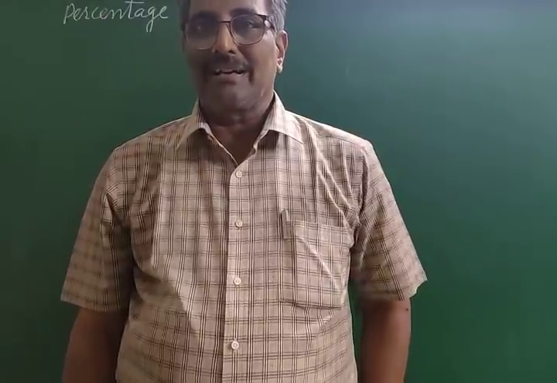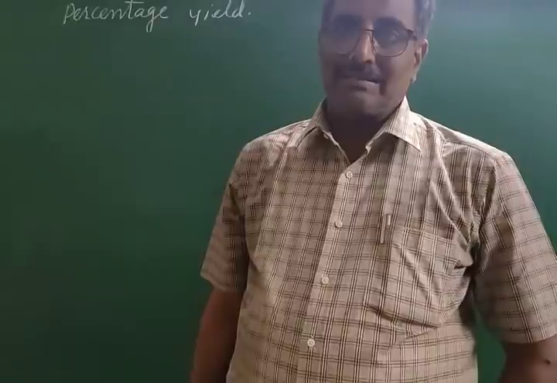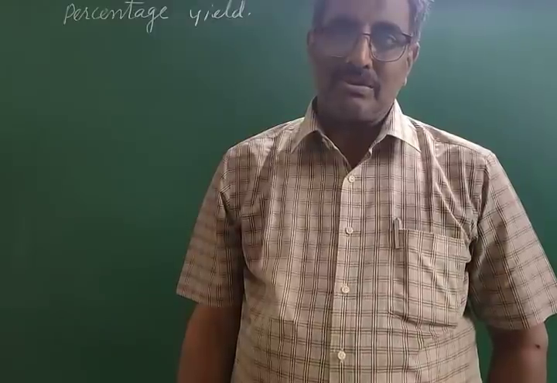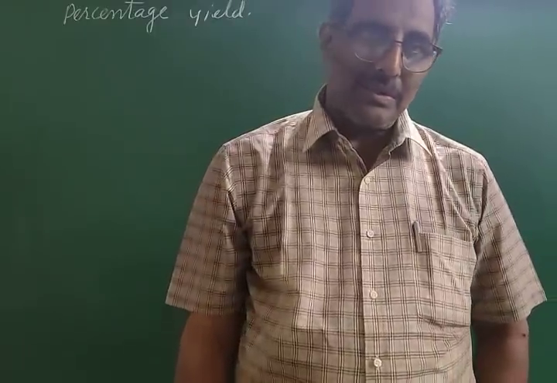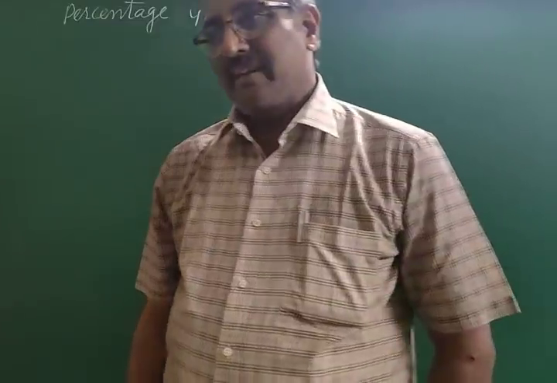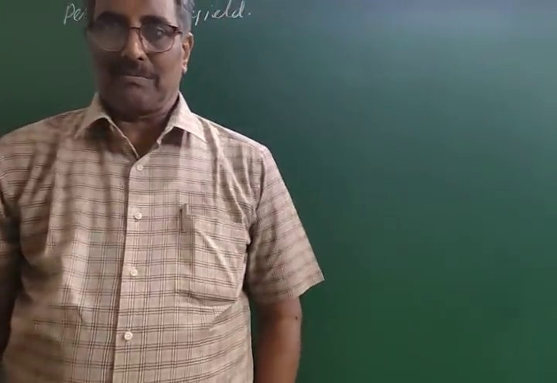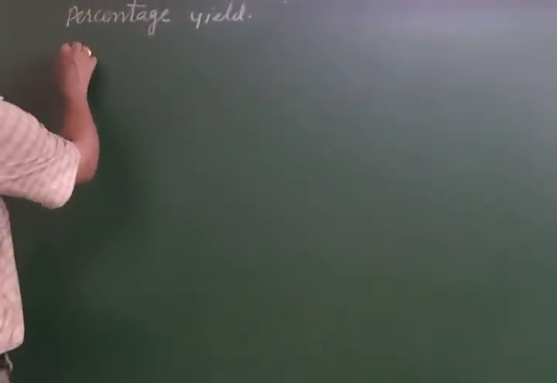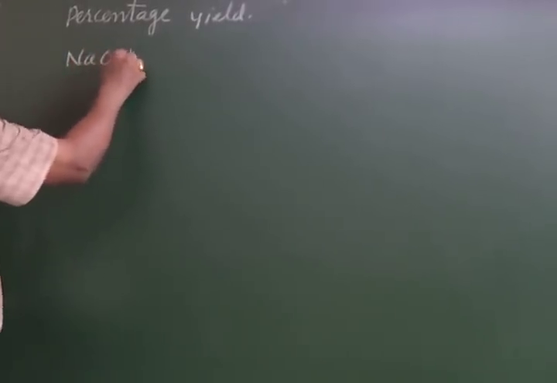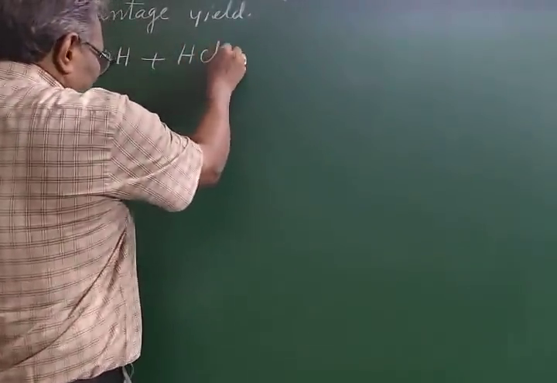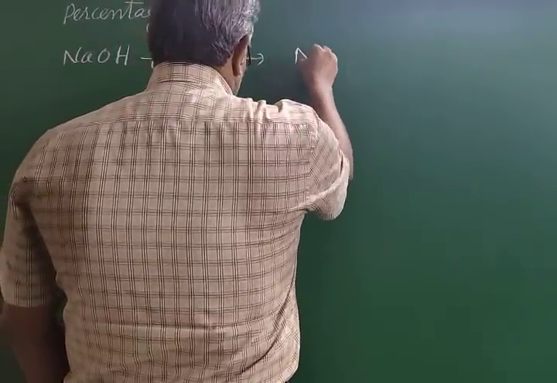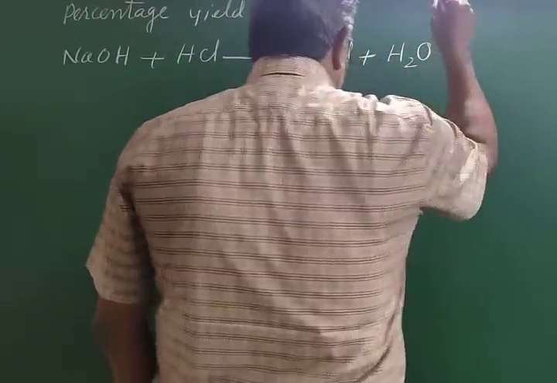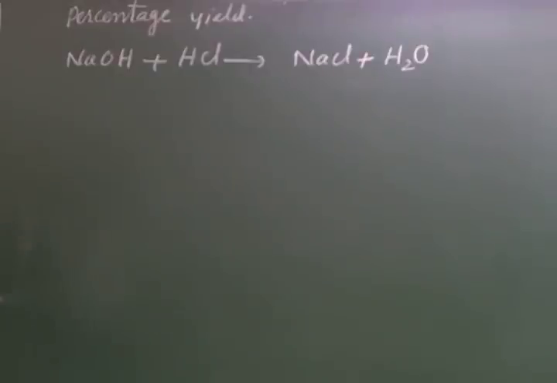Reactions between ionic substances go to 100% completion. Even then, some amount of substance may be converted back into reactants. That is, an equilibrium is established. Even in the case of salts, for example, sodium hydroxide reacts with hydrochloric acid to give sodium chloride and water.